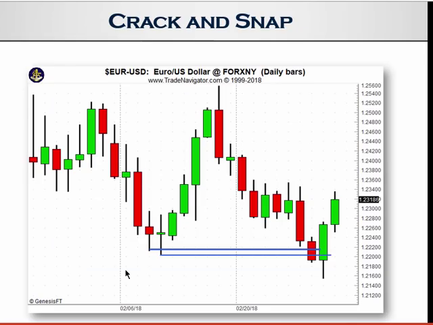So let's look at an example. So in this case, we have a support area, a couple of sessions back to back. And notice the market broke under it marginally, but it is a break of support. And then what happened the next session? Although we had a bullish engulfing pattern even before that, as soon as it got back above this top line here, because this was a support zone, which the market broke under, as soon as it got back above here, right around 122.20, that is a crack and snap. And the stop would be down here, and the target would be over here.